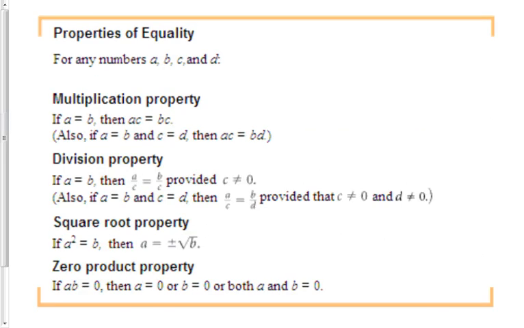Properties of equality. The multiplication property. If A equals B, then A times C equals B times C. The division property. The square root property. The zero product property. This is a good one. If A times B equals 0, then either A equals 0 or B equals 0, or they both equal 0. Right? That's very logical. You already know that to be true. Now you have to know that it's called the zero product property.